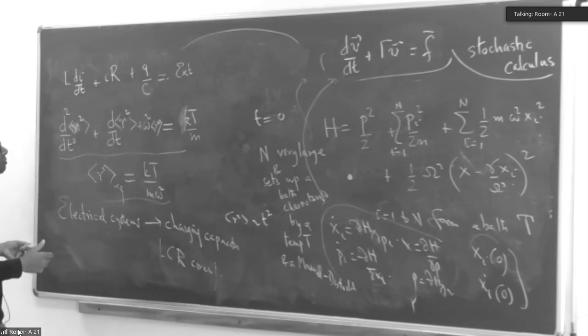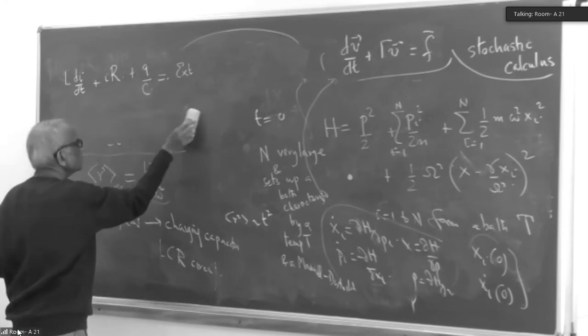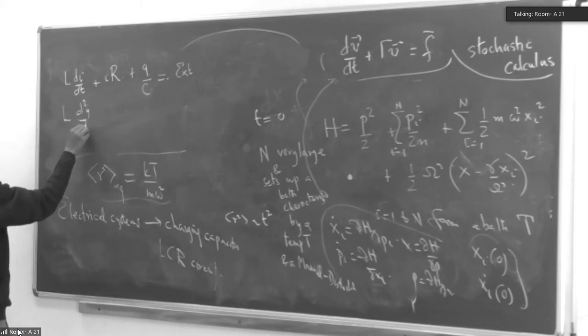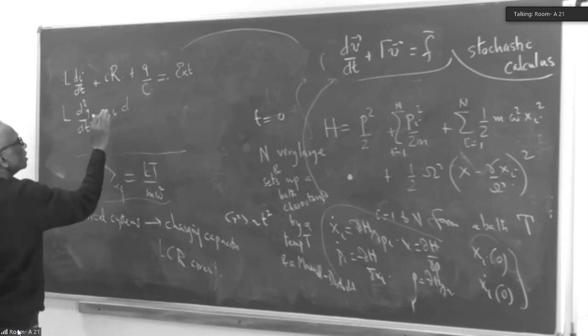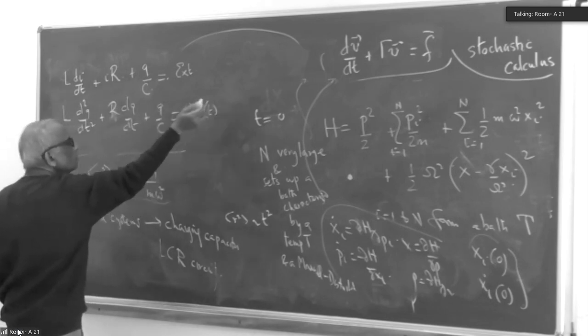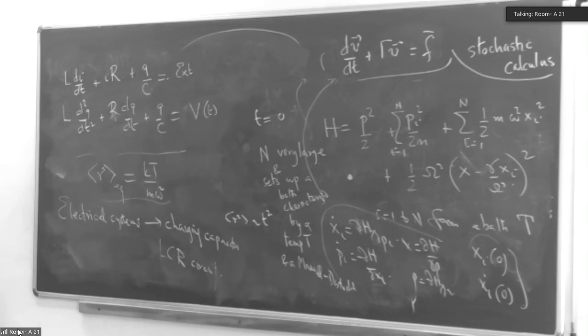Now you realize that the current I is dq/dt. So this is actually L d²q/dt² plus R dq/dt plus Q over C is the external V of t, whatever you may have. This is something which you must all be familiar with, the standard LCR circuit.